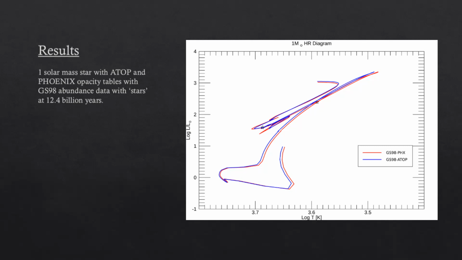After that, we have the red giant phase and the other phases. So if we look at those two stars at 12.4 billion years, the Phoenix run is still ascending the red giant branch, while the ATOP run is already on the horizontal branch. So this pace of stellar evolution is being affected by using different opacity codes. Again, this is just one abundance, GS98. So this is significant because they are at different stages of their life at the same moment.